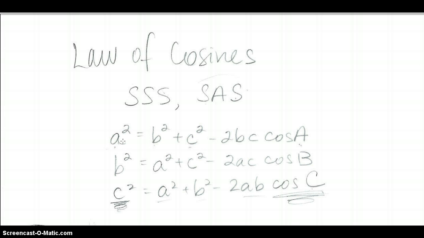Notice that it's all about looking for a side. So when you have side, side, side, you have to do a little bit of algebra, some inverse cosine to find your angle. But you start with a squared, then that means that I'm summing the other two sides squared, subtracting them multiplied by 2, and it's the cosine of its opposite angle.